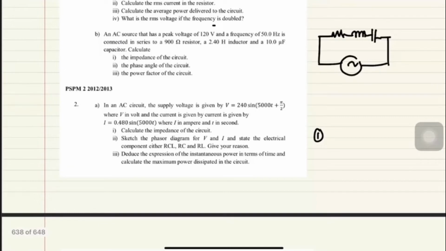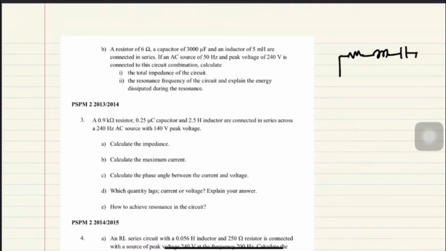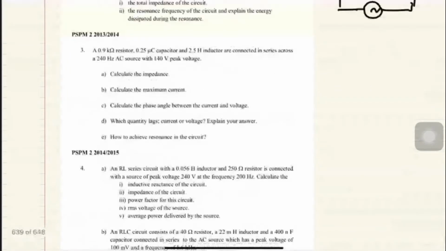And then yang B tu dikasih kapasitor, inductor are connected in series. Resistor pun ada. So again, this one is RLC circuit. R, L, C. Again, redraw the circuit and then take out the information. Tapi yang ni ditanya pasal resonant frequency. Okay, so kamu jawab sikit lah.